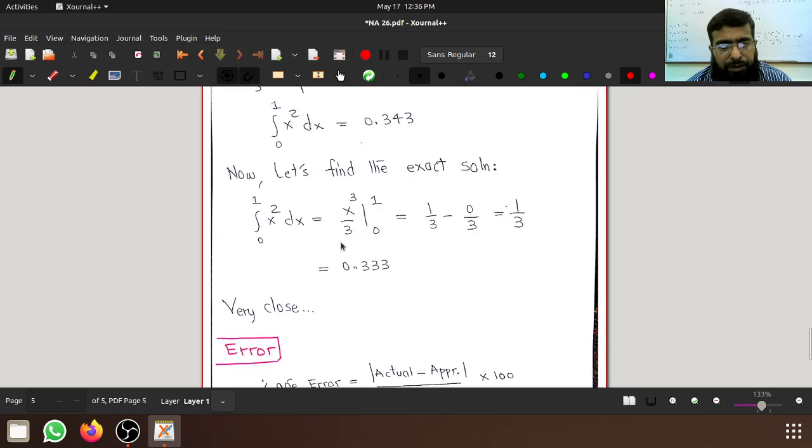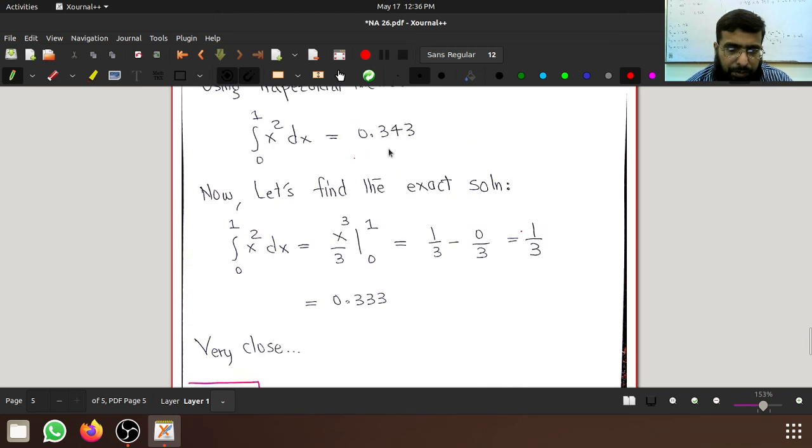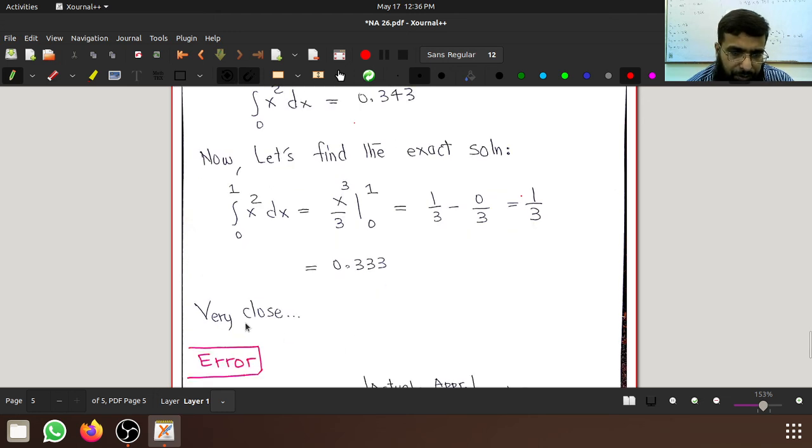But now let's find the exact solution. Of course, we know from college that x squared integrated between 0 and 1 would give us x cubed by 3, and once you put these limits, it comes out to be 1 by 3, which is 0.333. So the numerical technique has given us a solution equal to 0.343, but it's actually 0.333. So of course they're very close.